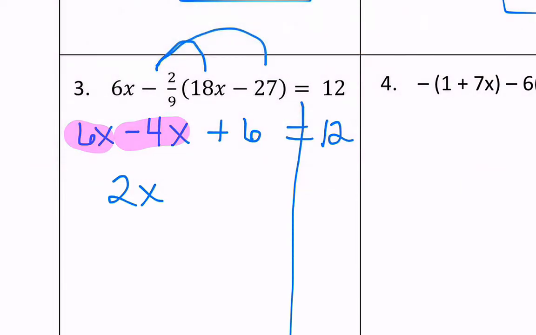Then we look at our regular numbers. This is my only regular number, that plus 6, so it drops down. Our equal sign is on our line. And the only thing on the right-hand side is still that positive 12.